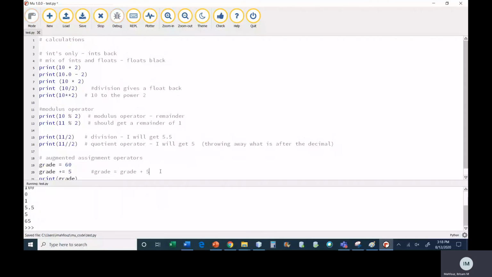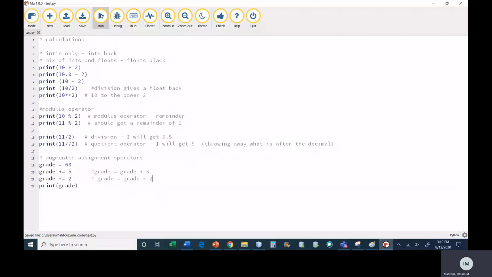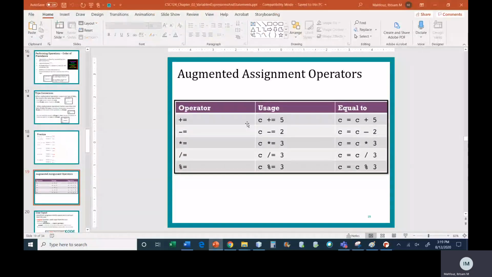And then you can do the same thing where you can subtract. So I can say grade minus equal 2. Okay, and this is the same as saying I want grade to be equal to grade minus 2. So now if it was 65 and we subtract 2, it should be 63. And you can use that with all the other operators.